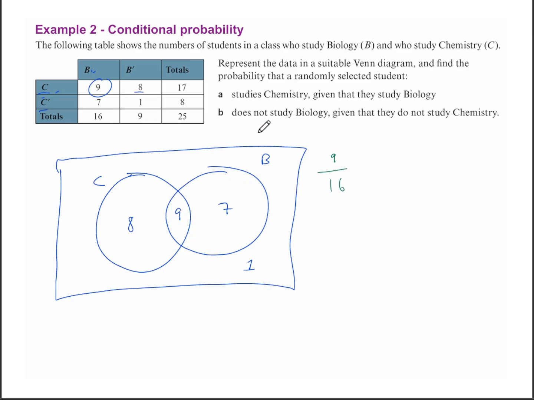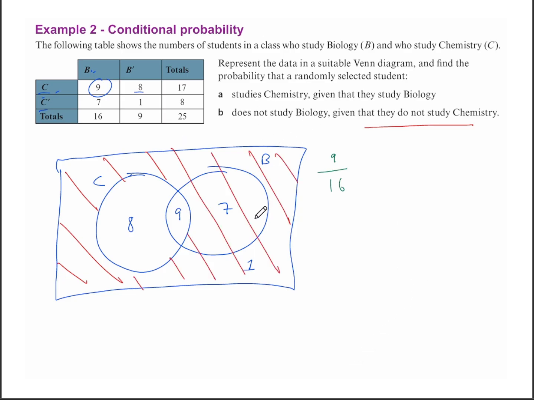The second part is to find the probability that they do not study biology, given that they do not study chemistry. Because we've been given this, that is going to be our total possible outcomes. Not studying chemistry is everything outside chemistry. Then we are told that they do not study biology from there. So from whatever is already selected, from all the red, what is the one that does not study biology as well? It's just this here. Therefore, our total possible outcomes is 7 plus 1, which is 8. And our success outcome from that is just 1. Therefore, this is going to be our probability for people who do not study biology, given that they do not study chemistry.